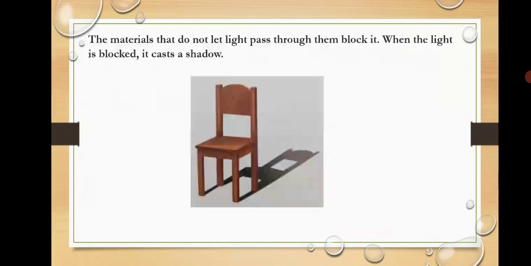The materials that do not let light pass through them block it. When the light is blocked, it casts a shadow. Look at the picture. When the light passed through the chair, the wood blocked the light and it cast a shadow of the chair. You can clearly see in this picture. So, when materials do not let light pass through them, they cast a shadow.